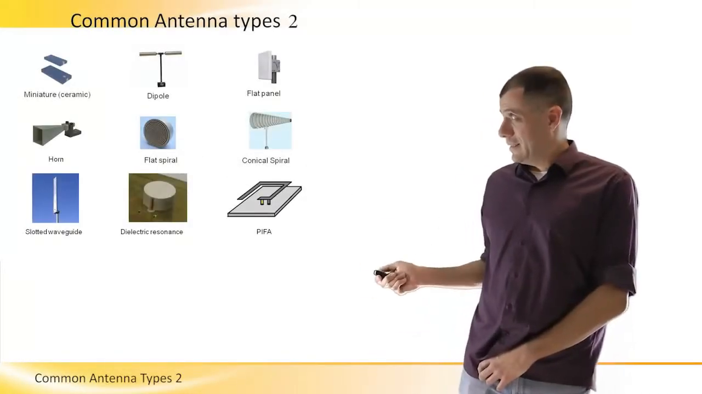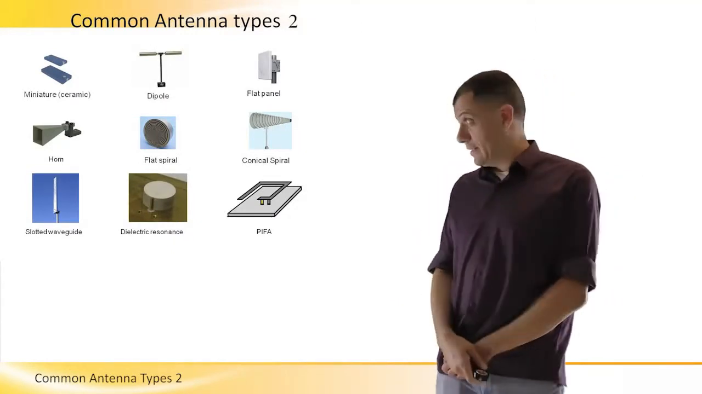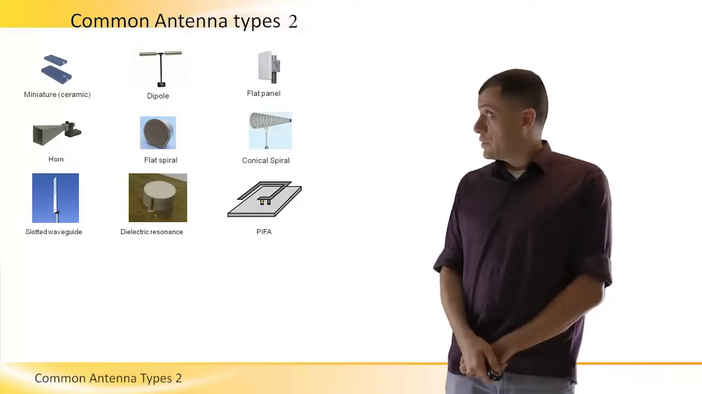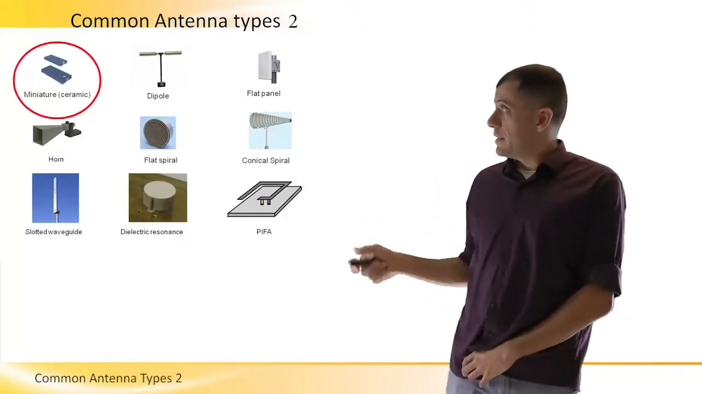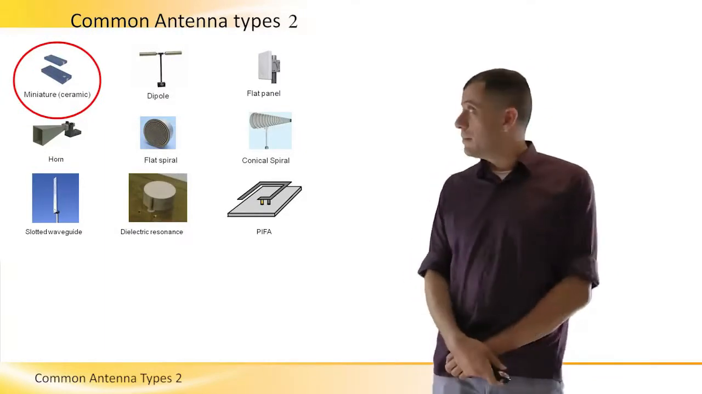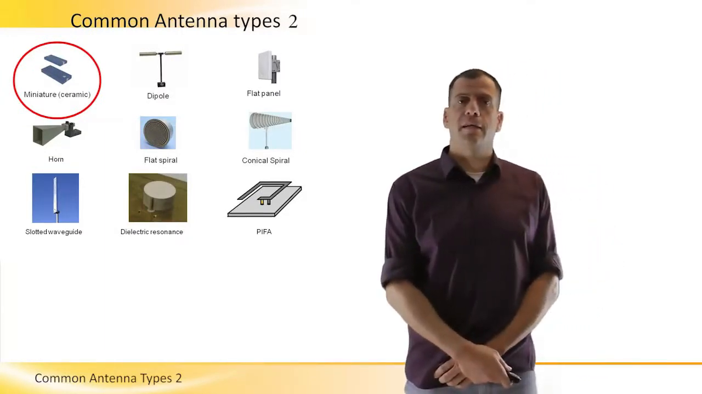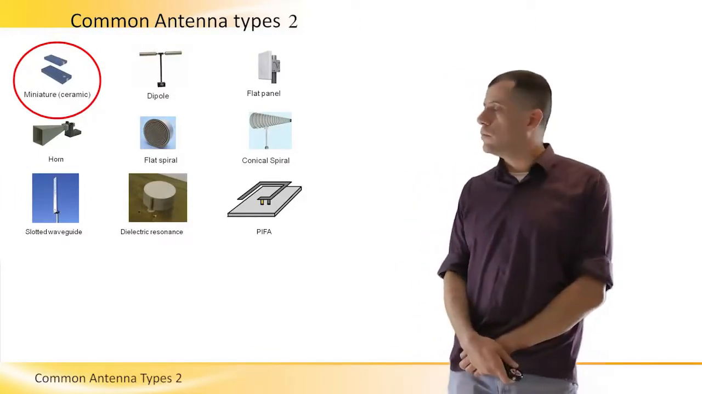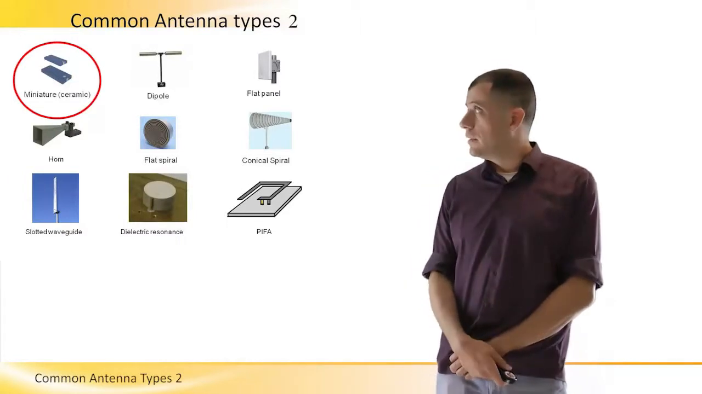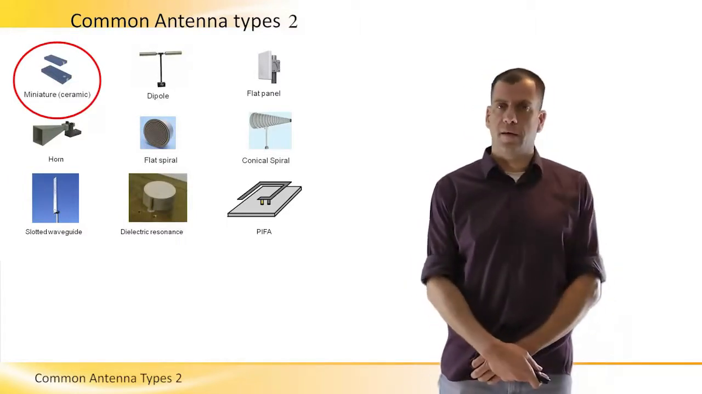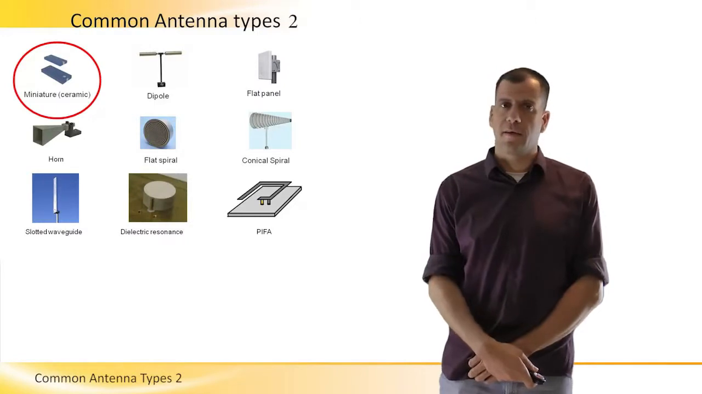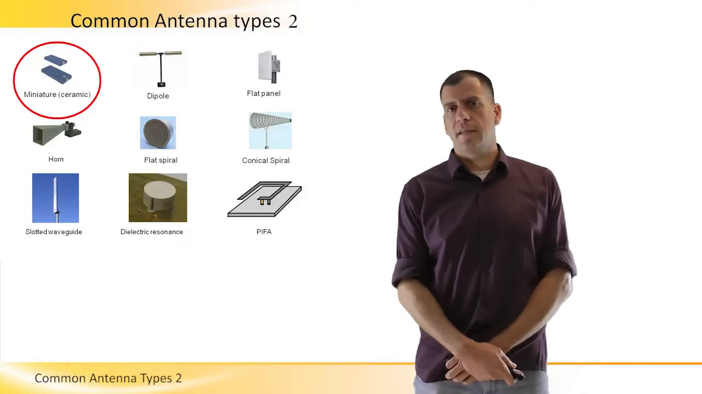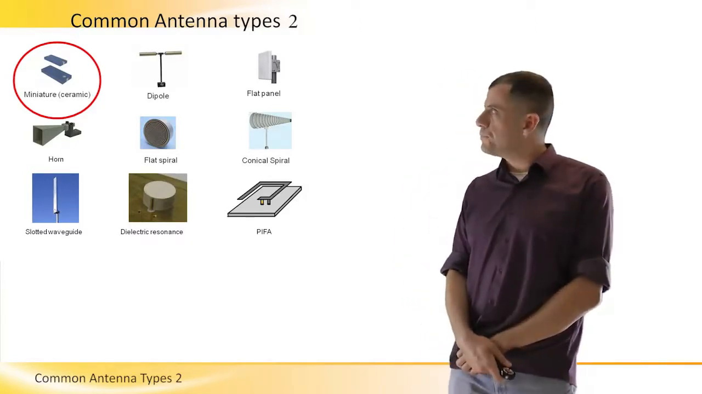This is another slide that presents a different type of antennas. The first one here on the top left of the slide is a miniature ceramic antenna. We mostly see it on small products, which are small relative to the wavelength in which they operate, like cellular phones and Wi-Fi cards and modems, cellular modems, etc. These antennas are very small.